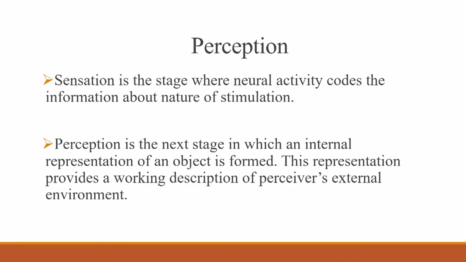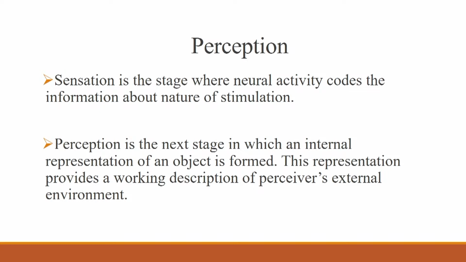Next we come on to perception. We have talked about sensation as the stage where neural activity codes the information about the nature of the stimulation. But perception is a step forward from sensation. Perception is the next stage in which an internal representation of an object is formed, and this representation provides a working description of the perceiver's external environment. We have talked briefly about perception in the previous slide also.